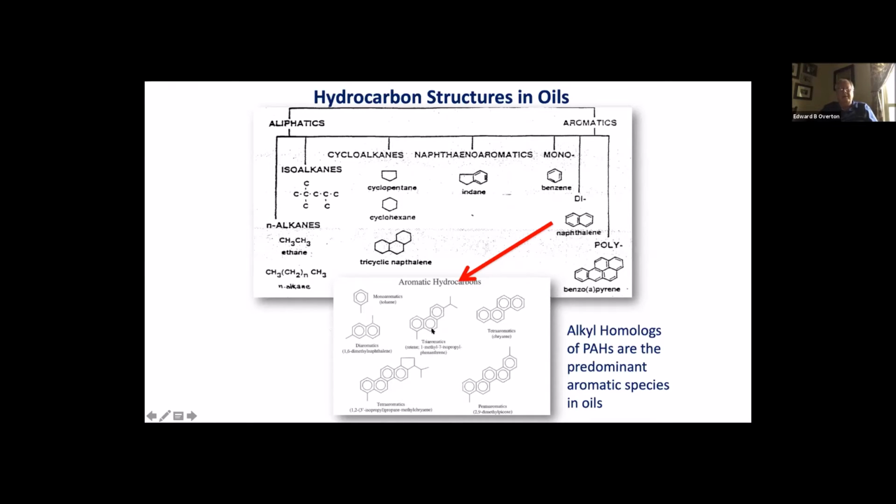So one of the things that distinguishes petroleum from other types of polycyclic aromatic hydrocarbons that are in nature is that oil has aromatic compounds, but they all have these methyl groups or other attachments to the ring structure.